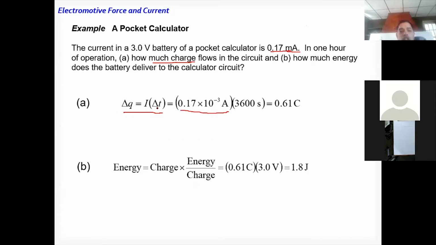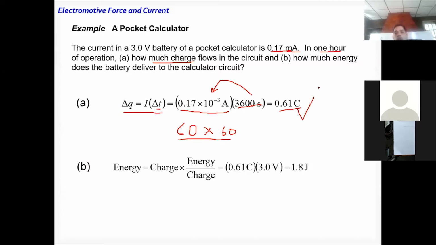Then what is the time? 1 hour. So how much is 1 hour? 1 hour is 60 minutes, and in 1 minute there are 60 seconds. That's why 1 hour is 60 times 60 seconds. So when you multiply 60 by 60, you get 3600 seconds. If you multiply these together, you get the total charge passing through the calculator circuit. Does it make sense?